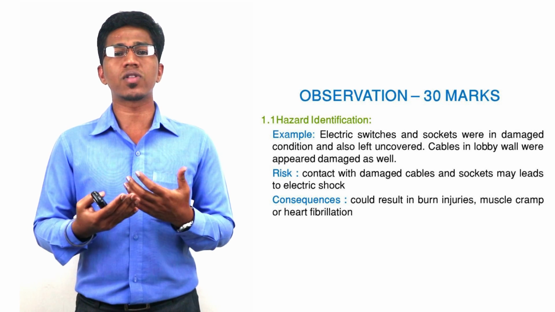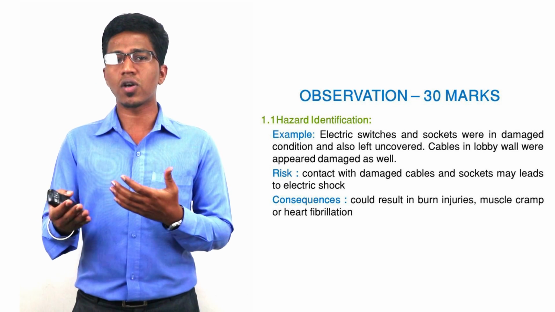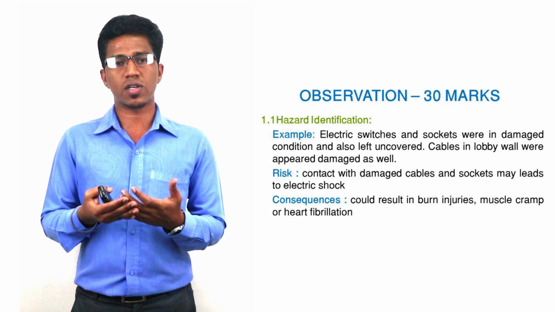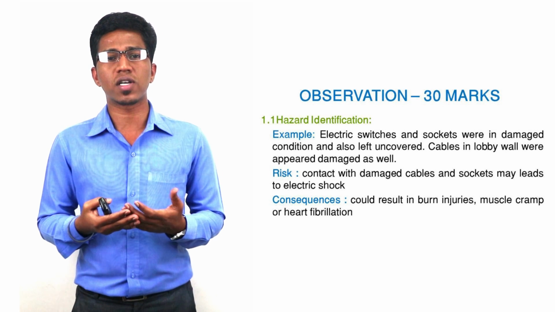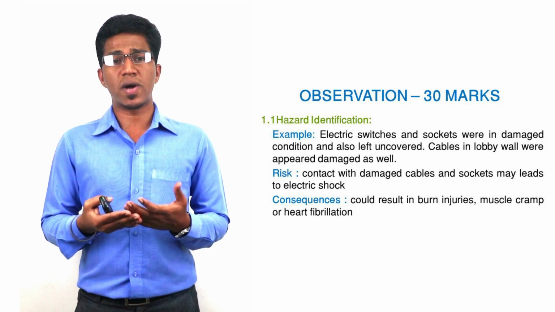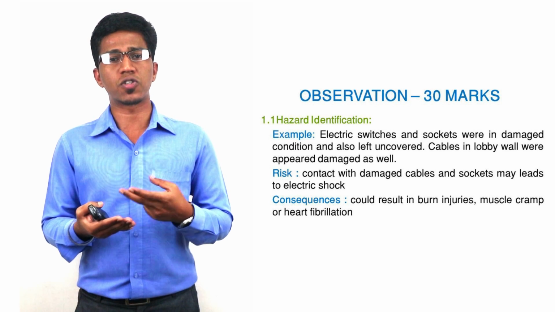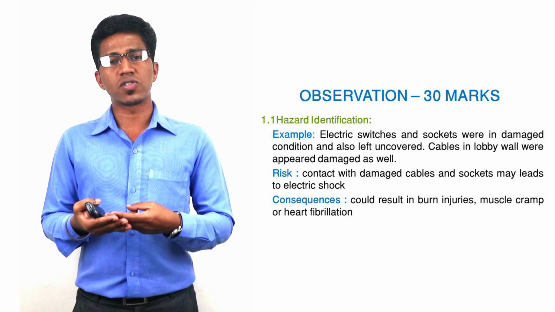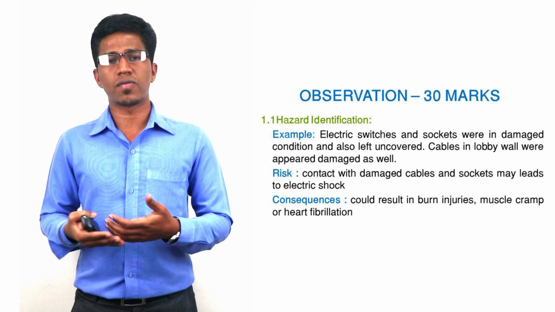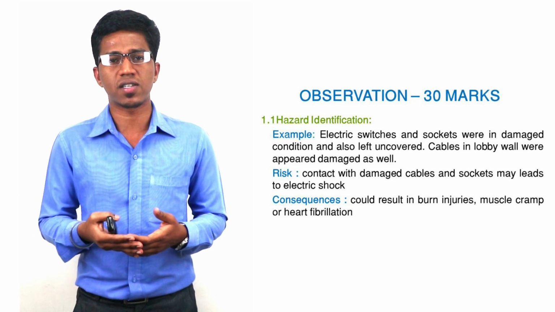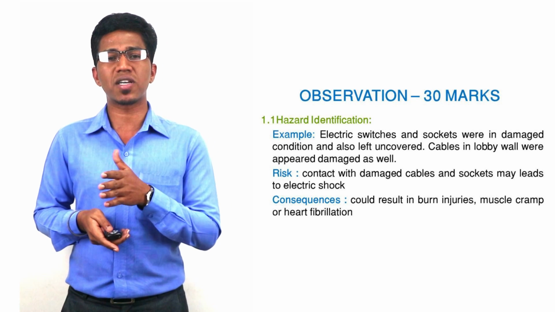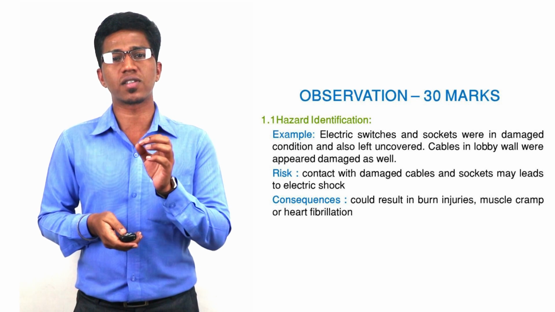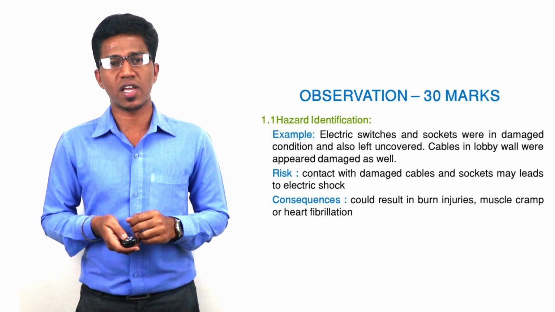The risk is coming in contact with these damaged cables or these uncovered sockets. What happens when I come in contact with such cables? I might get an electric shock. It can lead to burn injuries. Probably it can lead to muscle cramps or even fatality, depending upon the severity level. So these 3 must be mandatorily filled in by a candidate when it comes to hazard identification.